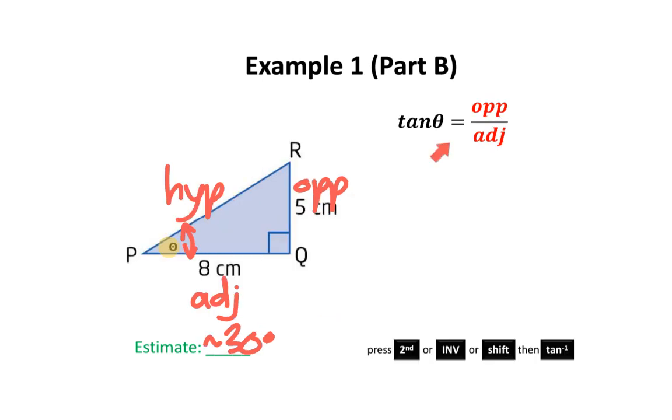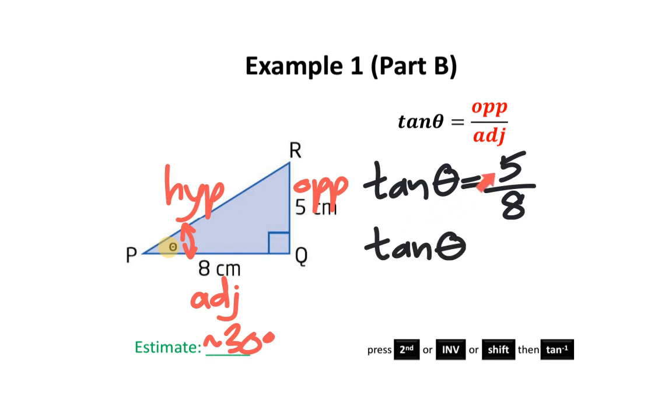Take a look at this ratio. We don't know what theta is. That is what we're looking for. So this is going to remain unchanged. I'm going to replace opposite with the number 5, and I'm going to replace adjacent with the number 8. I can't really do anything with tan theta, so that is going to stay the same.